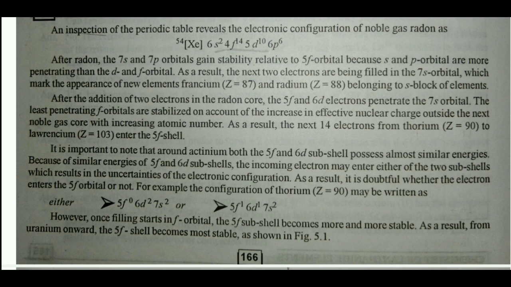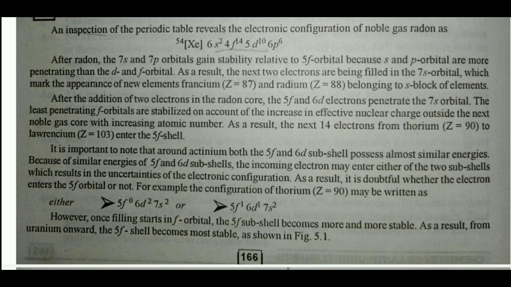It is important to note that around actinium, both the 5f and 6d subshells possess almost similar energies. Because of similar energies of 5f and 6d subshells, the incoming electron may enter either of the two subshells, which results in the uncertainty of the electronic configuration. As a result, it is doubtful whether the electron enters the 5f orbital or not. For example, the configuration of thorium may be written as either 5f0 6d2 7s2 or 5f1 6d1 7s2.